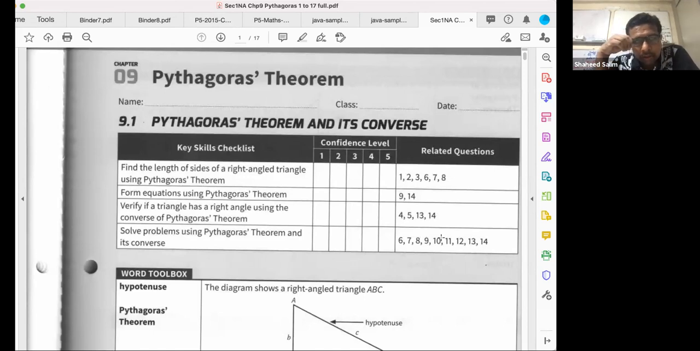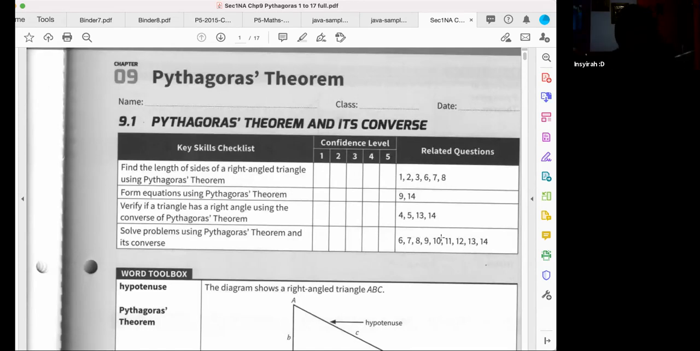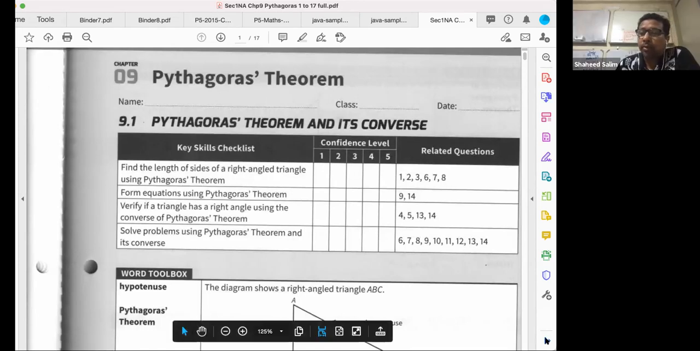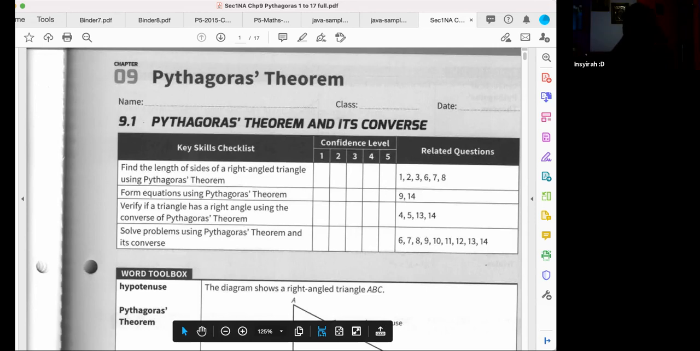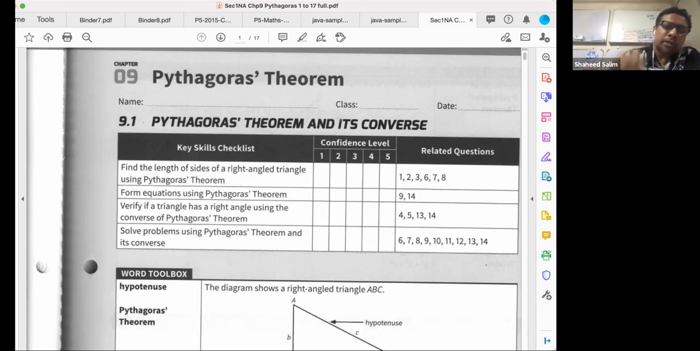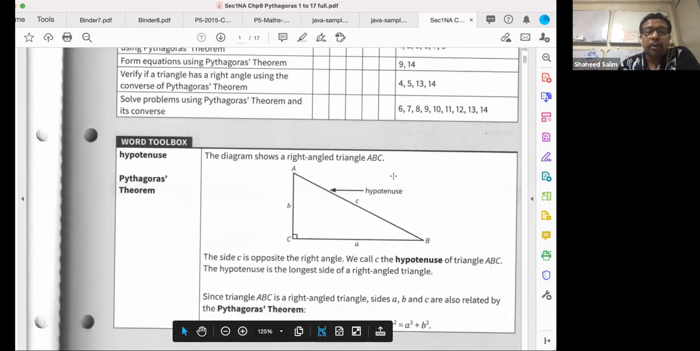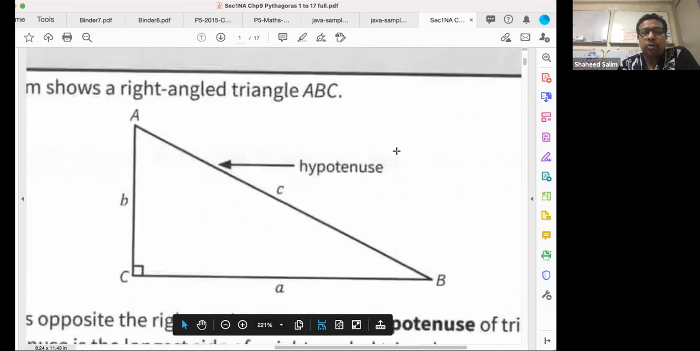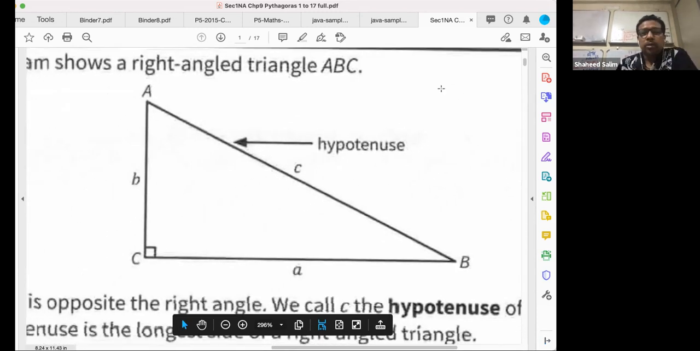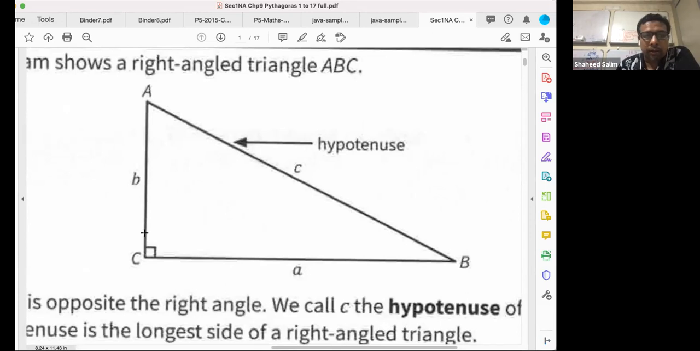Okay, we're going to do a chapter called Pythagoras Theorem. Pythagoras is a Greek philosopher who lived 2,000 years ago, and he made a very simple discovery. This is in relation to a right angle triangle. In a right angle triangle, this is 90 degrees. There is a long side, called the hypotenuse. Your hypotenuse is the longest side of the right angle triangle.